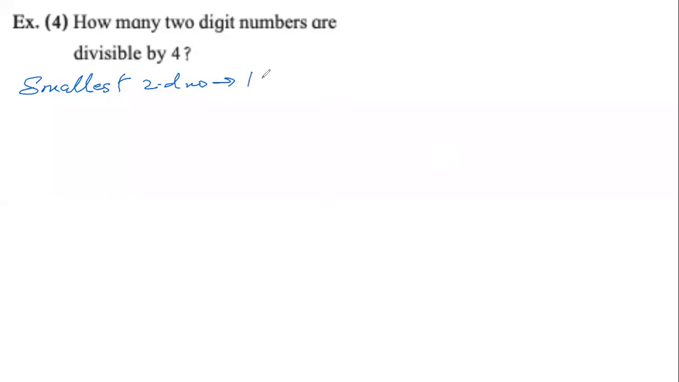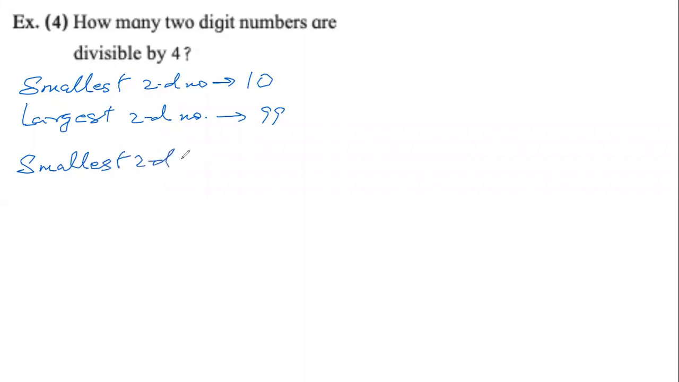Correct answer is 10. Thank you. What is the largest 2-digit number? Very good. It is 99. The questions have not ended. There are 2 more questions. Tell me the smallest 2-digit number divisible by 4. Smallest 2-digit number which is divisible by 4.